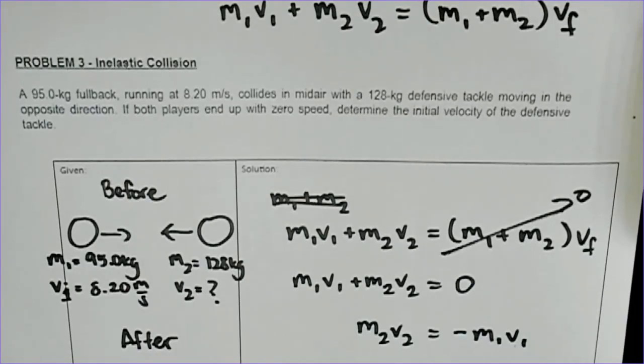Okay, so that's how we solve for inelastic collisions. It's important to take note that they combine masses at the end and that their final velocities are equal because they're the same mass, the same body, and that's it.